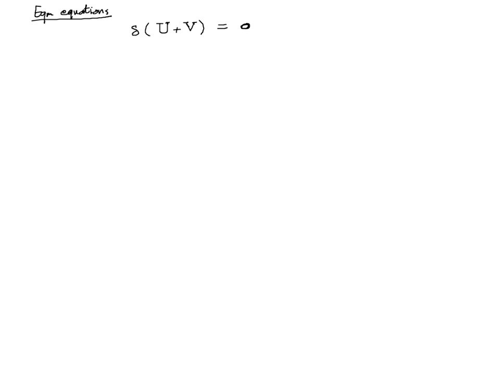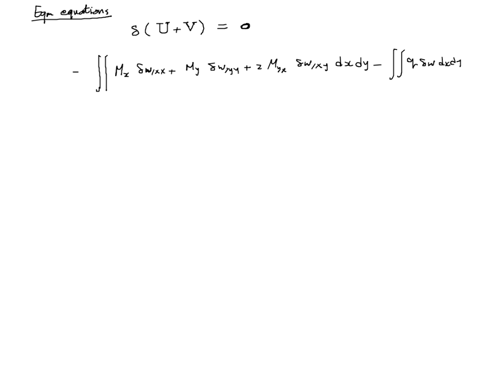As such, it becomes just a problem of calculus of variations. Delta U is nothing other than minus the work done by internal forces. So you can write this as minus the integration of Mx delta W,xx plus My delta W,yy plus 2 Myx delta W,xy dx dy, minus q delta W dx dy, and all these are equal to zero.